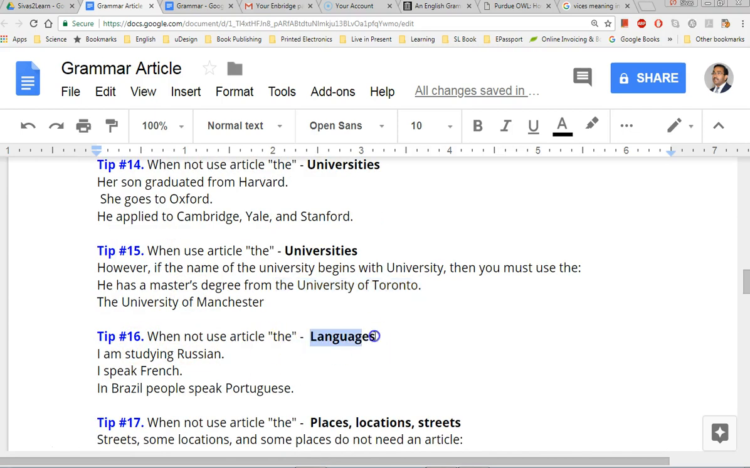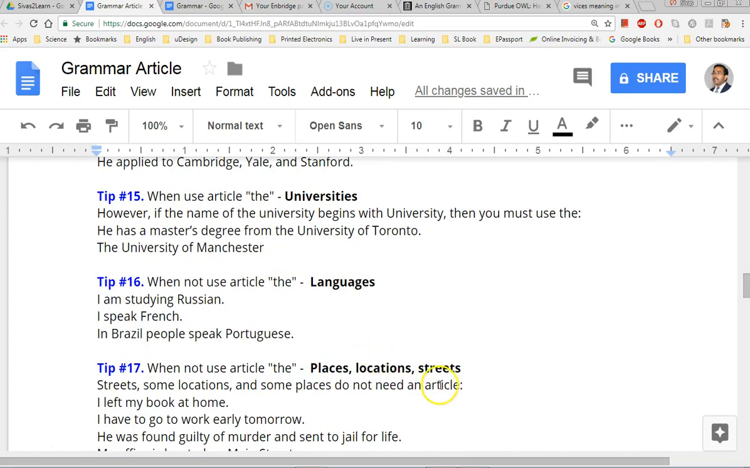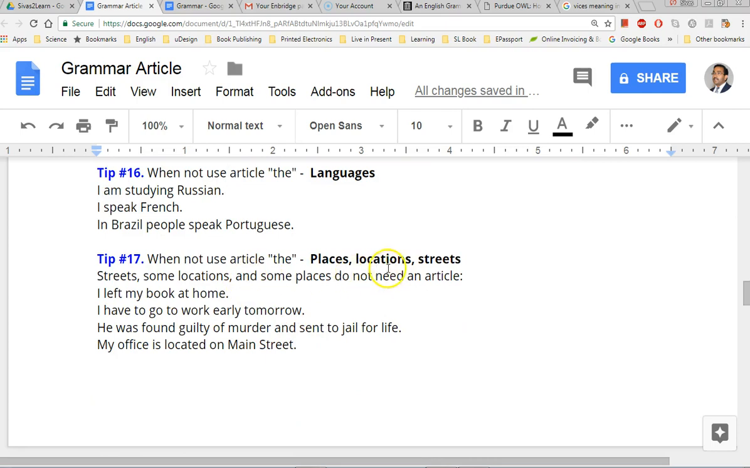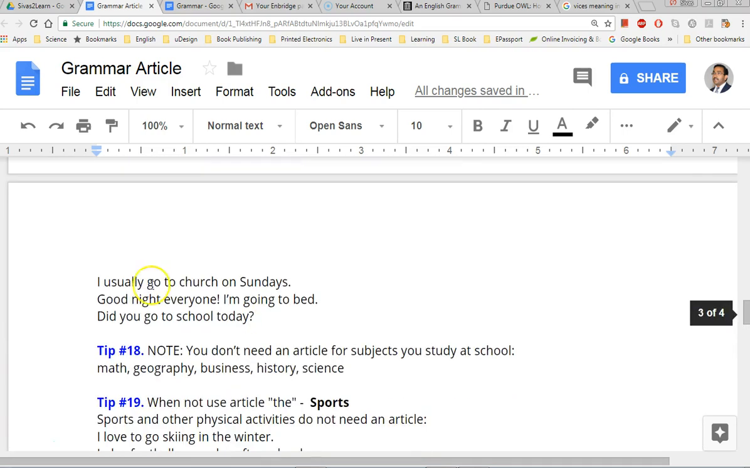Don't use it in front of languages, right? I am studying Russian, I am speaking French. Portuguese, Brazilian people speak Portuguese, so don't use "the" in front of languages. Don't use the article in front of places or locations, like at home, right? To work, not unless you mean the work, or to jail, okay? On Main Street, okay? Don't use "the" there. Go to church in general, good night.